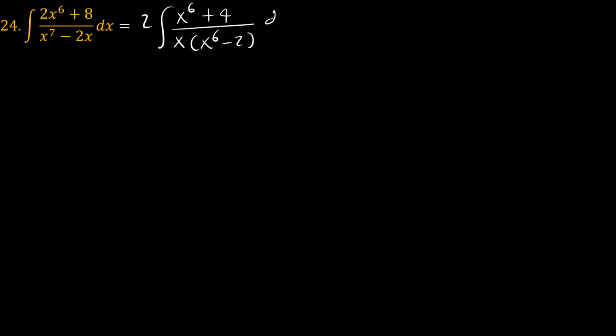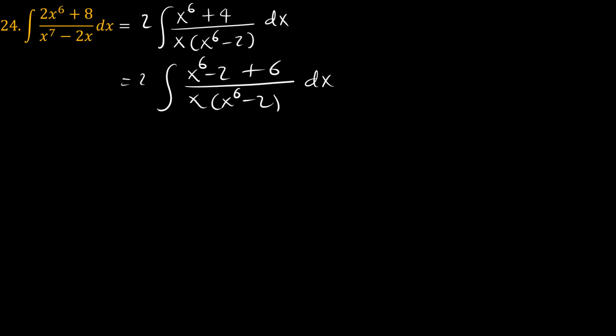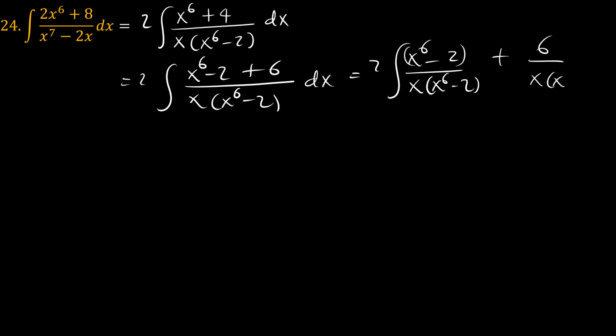So this is an interesting problem. It looks a little bit convoluted, but one thing we may want to do is pull the 2 out, so that we have x to the 6 plus 4 over x, pulling the x out in the numerator, we have x to the 6 minus 2. We could now go further and re-express this as x to the 6 minus 2 plus 6 over x to the 6 minus 2, which is equal to 2 times x to the 6 minus 2 over x to the 6 minus 2 plus 6 over x to the 6 minus 2.